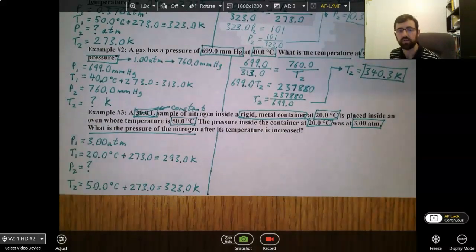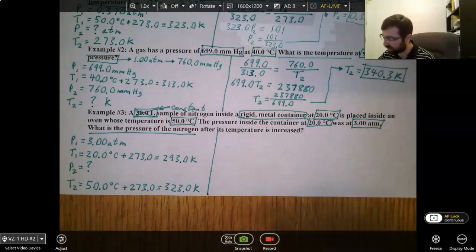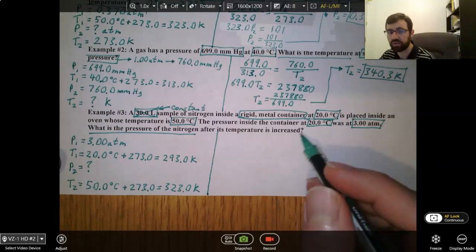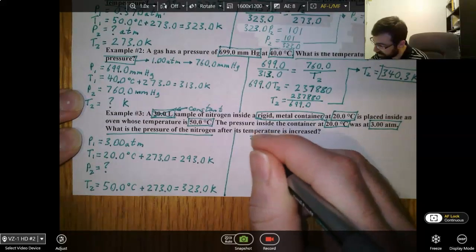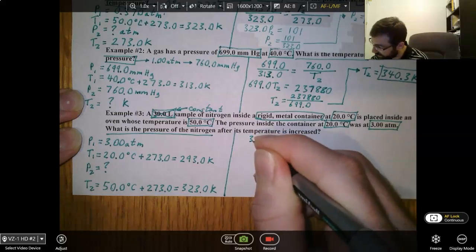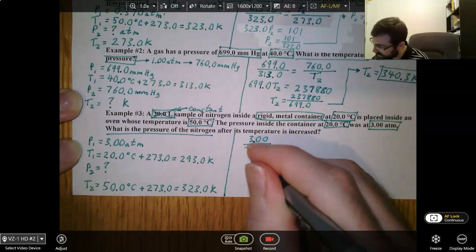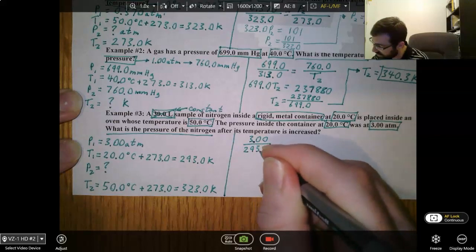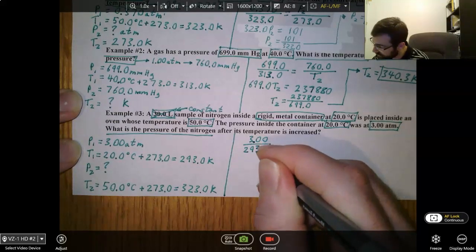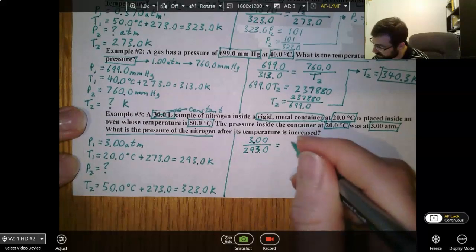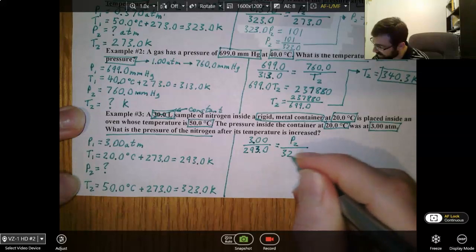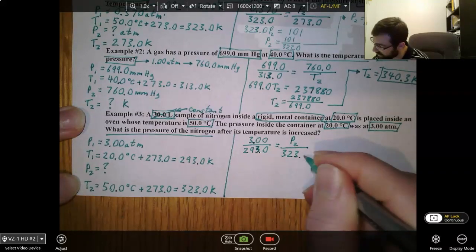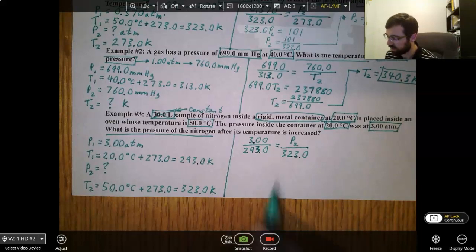All right, and then we can solve on the other side of this line. P1 over T1 equals P2 over T2. That's how we're going to write this out, and this is P1. So I'm going to do 3.00 over 293.0 equals P2 over 323.0.